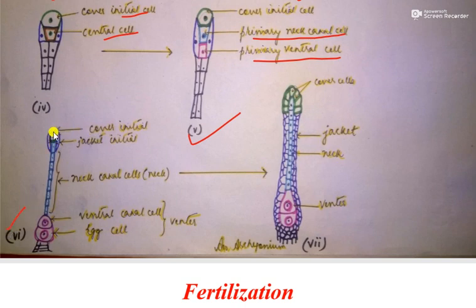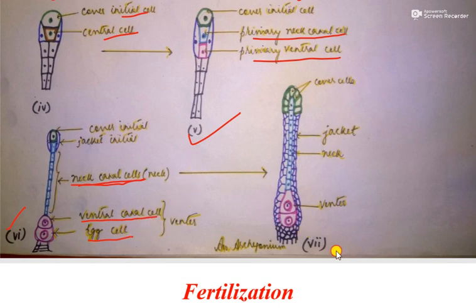The cover initial will remain as it is, and the primary neck canal cell, what will it form? It will form a long neck comprising about 8 to 9 neck canal cells. What will happen to this pink colored primary ventral canal cell? It will again divide to form a ventral canal cell and an egg cell.